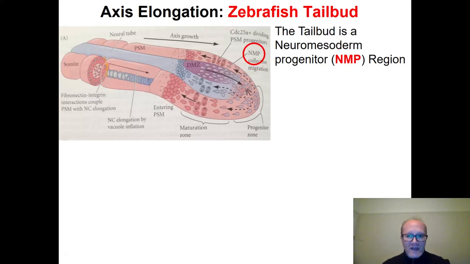Indeed, we have a region that is quite dorsal in the tail bud that is called the neuromesoderm progenitor region, or NMP. This region is called neuromesoderm progenitor region because the cells in this region that are moving, as you can see from the arrow here, are moving posteriorly. They can either become neurons, so become part of the neural plate, or become part of the presomitic mesoderm, so become mesoderm. So they're called neuromesodermal progenitor cells.